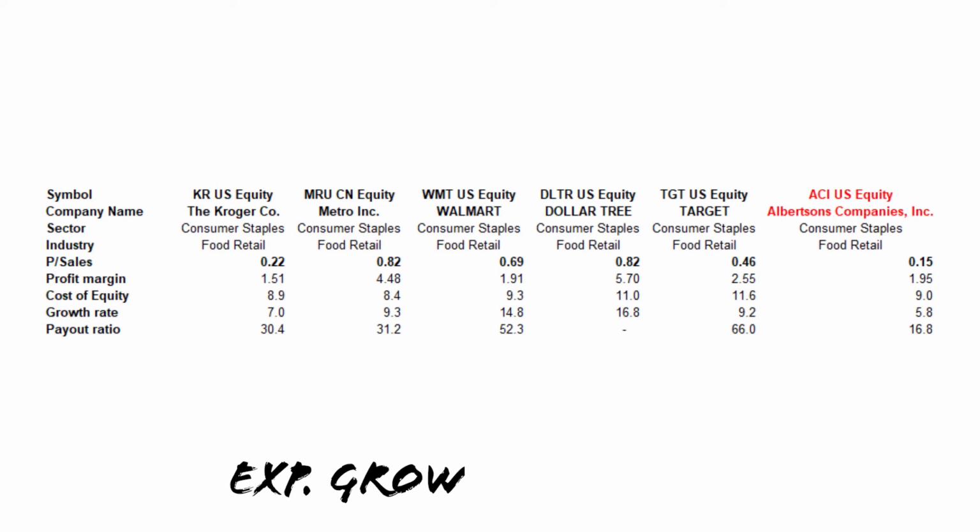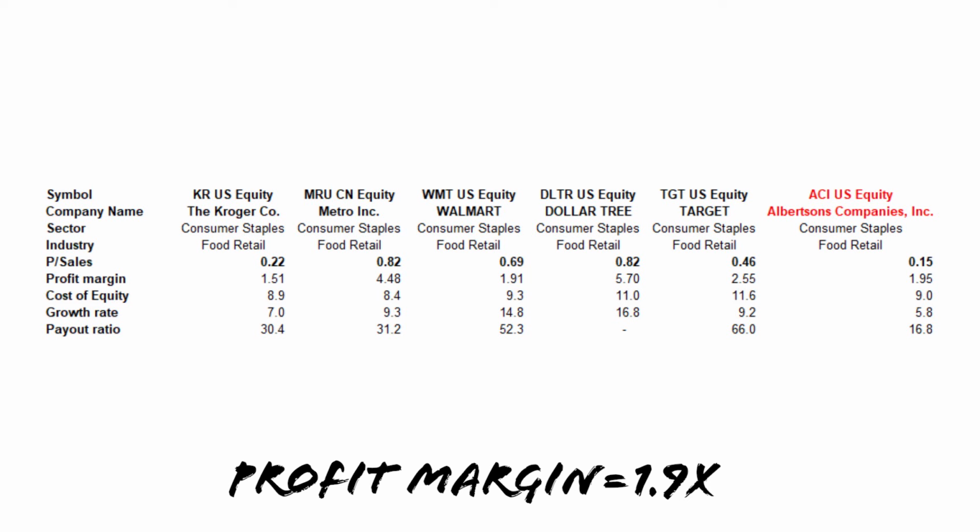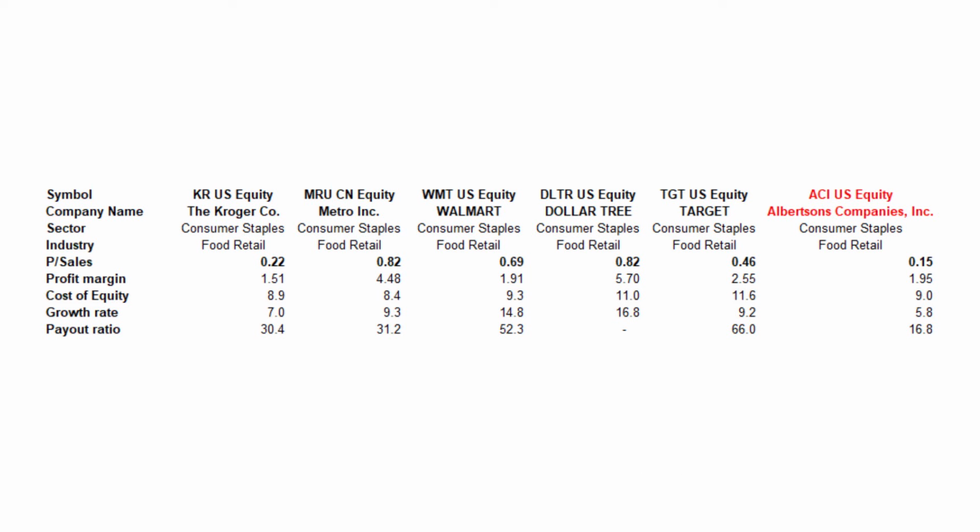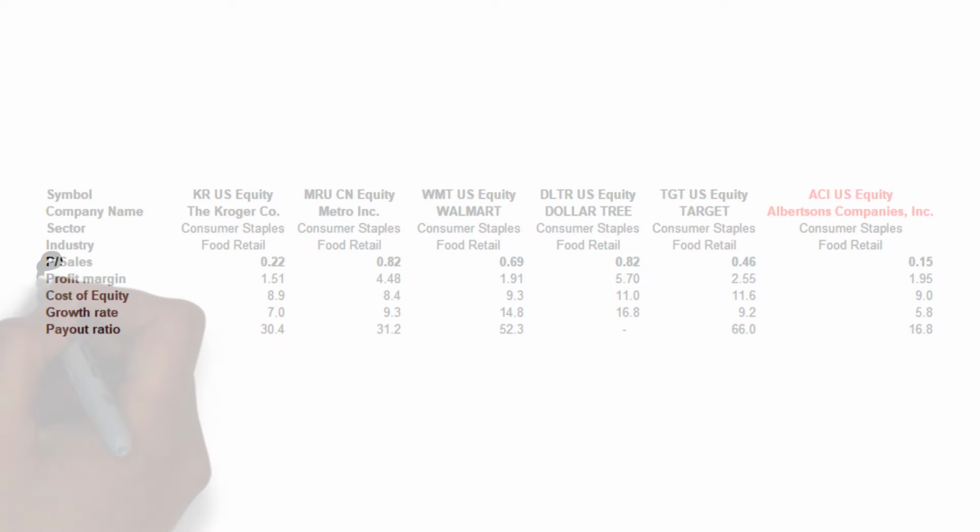However, the expected growth rate is highlighting how Albertsons was barely growing at that time and its profit margin was among the lowest in the ranking. So probably at that time, the low price-sales multiple of Albertsons was reflecting precisely these two aspects: lack of growth on one side and a very low profit margin on the other side.